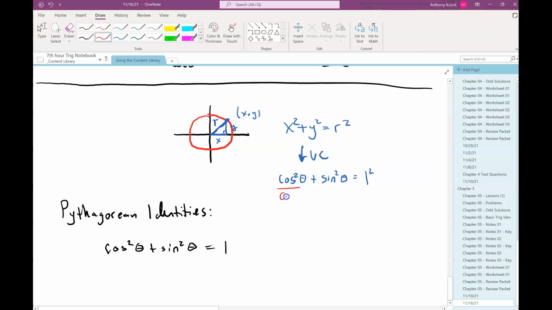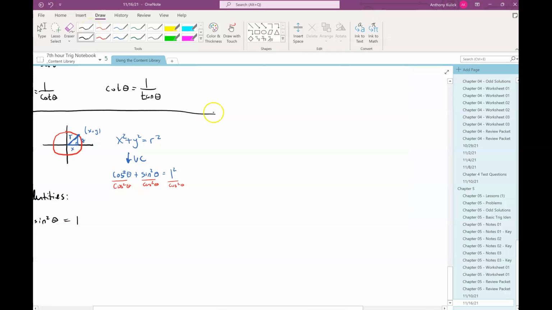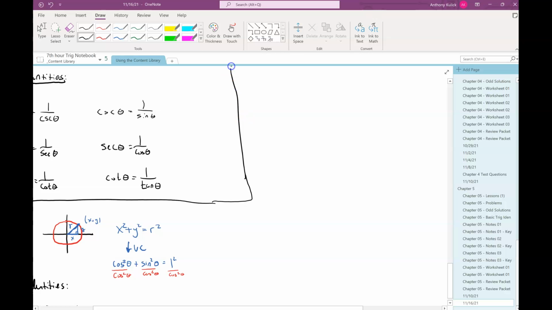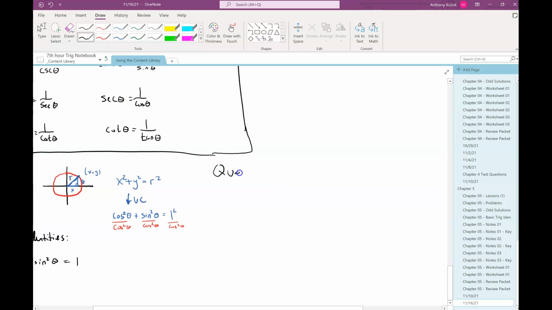So if I had taken this Pythagorean identity and divided both sides by cosine, oh shoot. Got to do a set. Uh-oh. Time out. We're going to go up here. We'll come back to that in just a second. We didn't do the quotient identities. My apologies. This will be a quick one, though. There's only 2.